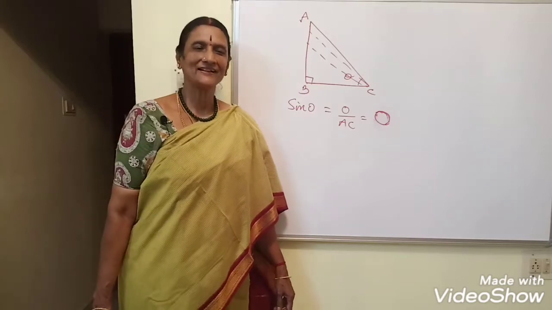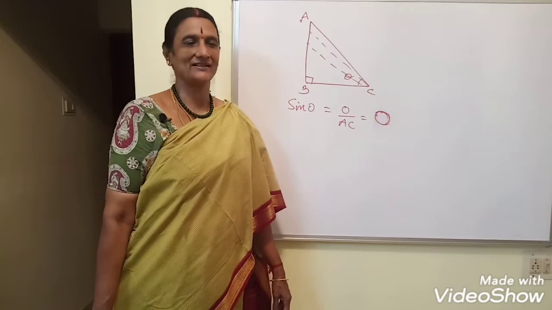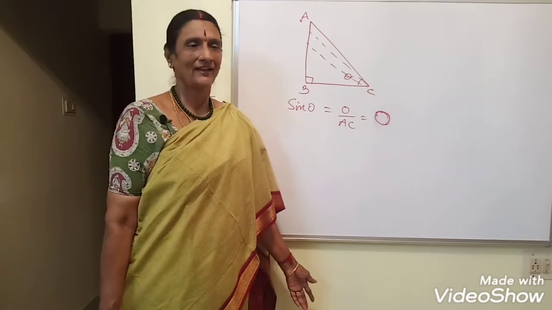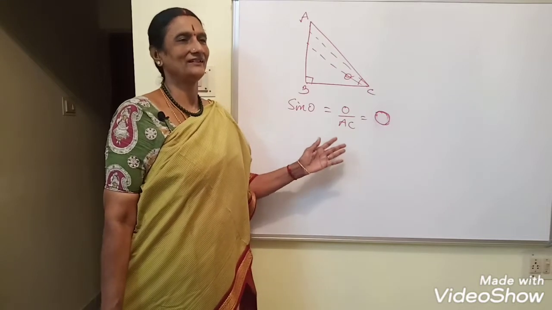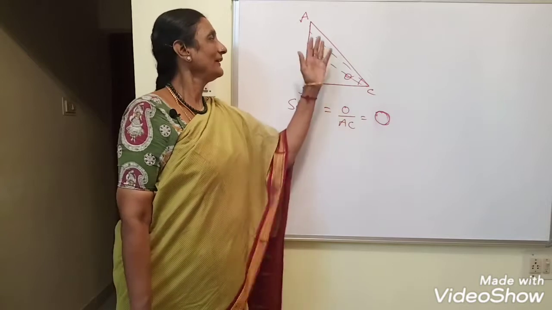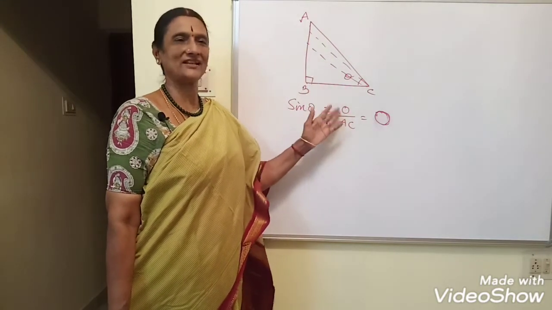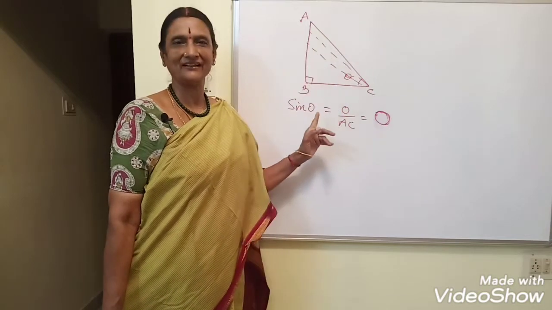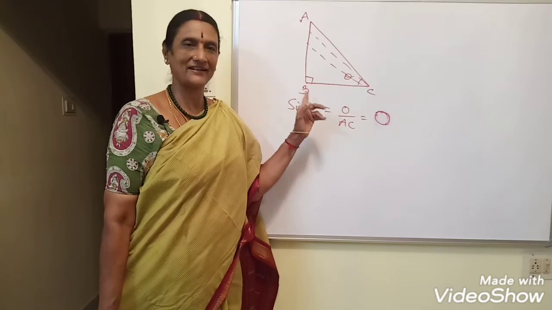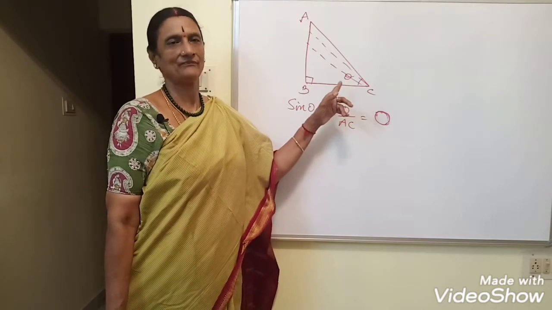Hello viewers, continuing from the last session where we discussed the trigonometric ratios of specific angles 30, 60, 45. Now we will be examining the trigonometric ratios of angle 0. In order to examine the values for 0, we should draw a right triangle. As usual, I am drawing a right triangle with B as 90 degrees and angle C marked as theta.